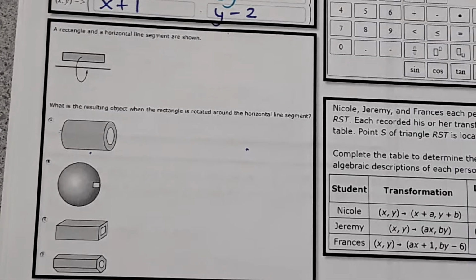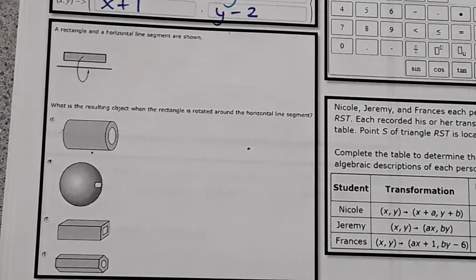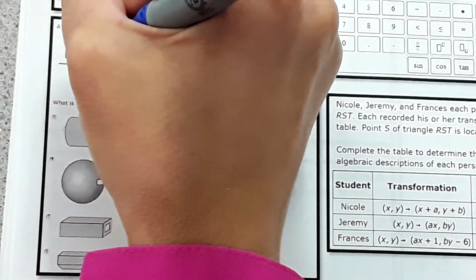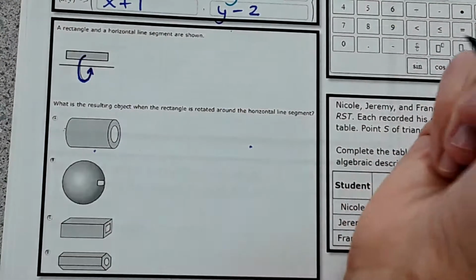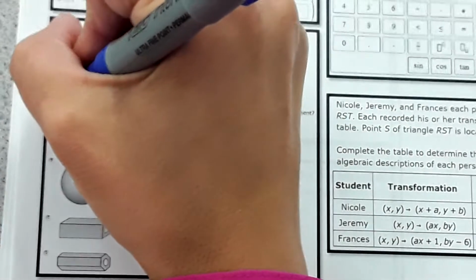Next, this one should be familiar to you. All they're saying is that this rectangle is rotated around this line. What shape does it make? Do you know the answer? I hope. It's A.